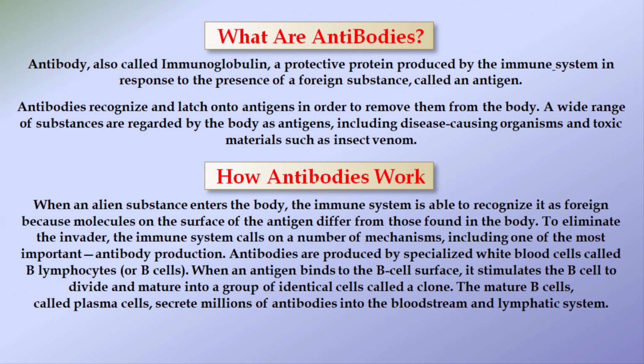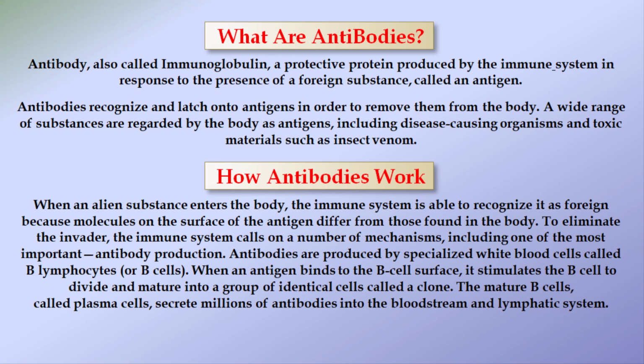What are antibodies? Antibody, also called immunoglobulin, a protective protein produced by the immune system in response to the presence of a foreign substance called an antigen. Antibodies recognize and latch onto antigens in order to remove them from the body. A wide range of substances are regarded by the body as antigens, including disease-causing organisms and toxic materials such as insect venom. How antibodies work.